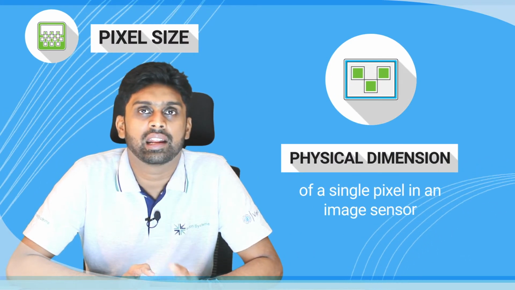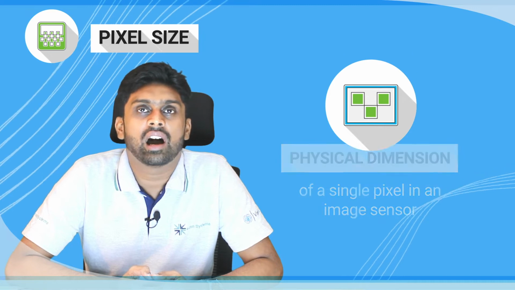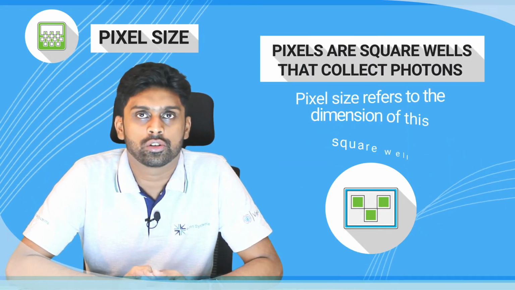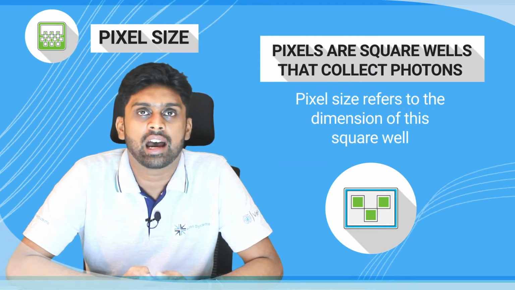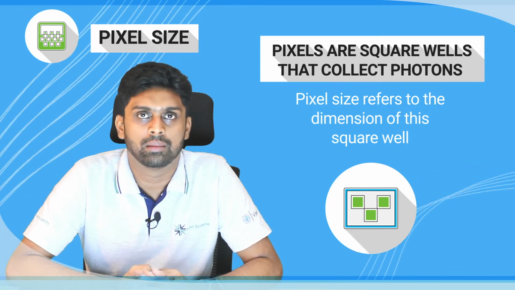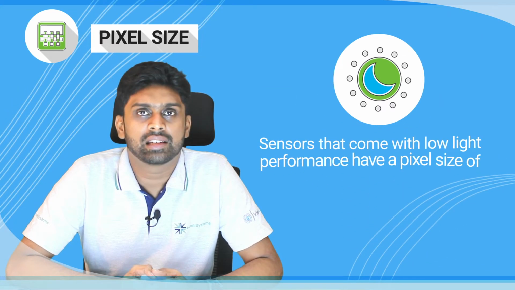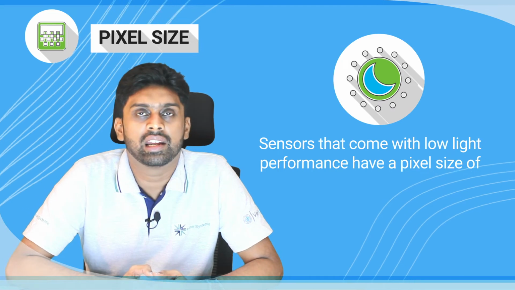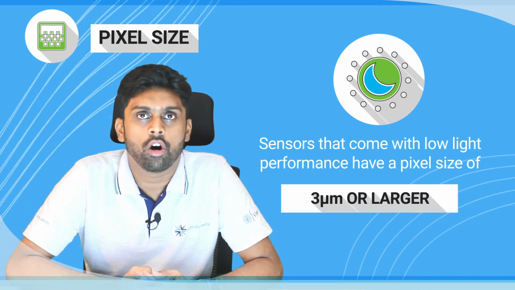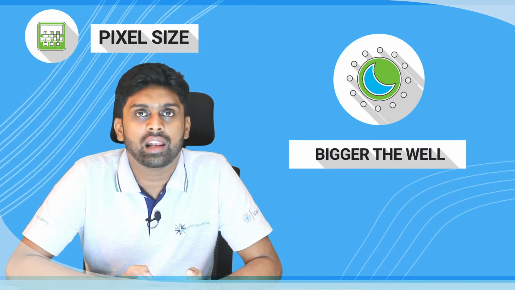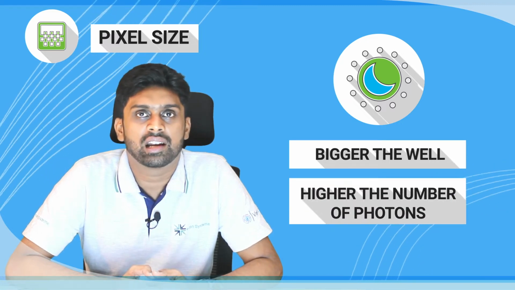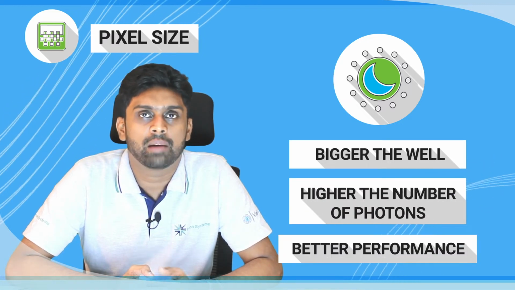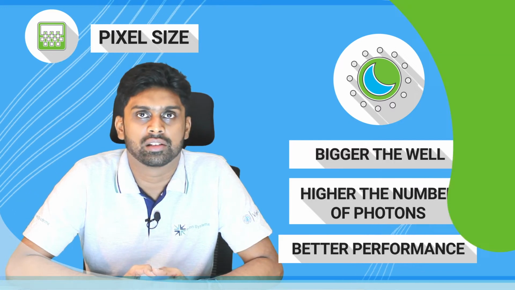Pixel size is the physical dimension of a single pixel in an image sensor. Pixels are square wells that collect photons, and pixel size refers to the dimension of this square well. Pixel size in image sensors that come with low light capability is typically 3 micrometer or larger. The bigger the well, higher the number of photons collected, and better would be the performance of the camera in a low light environment.